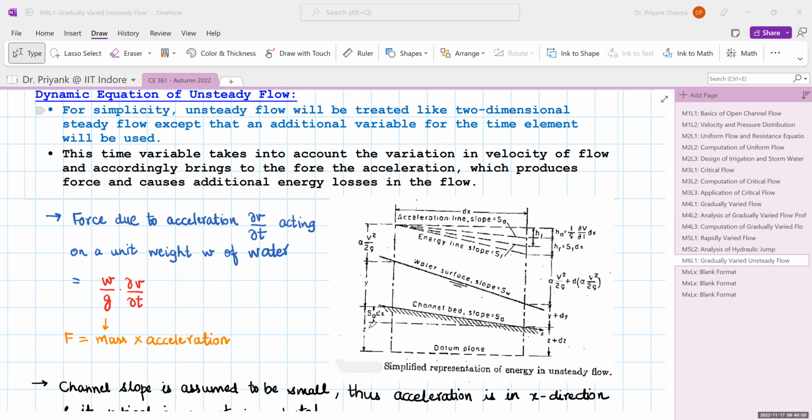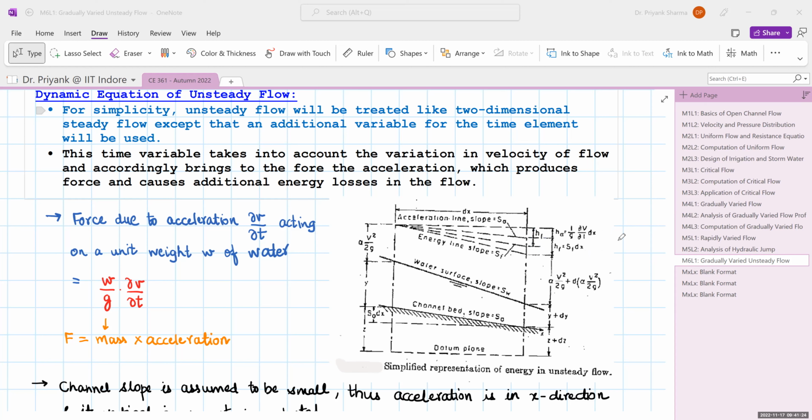So at section 1 your datum is Z, your depth is y, and this is your velocity head, that is the total energy. But at section 2, which is at distance dx apart, there is a change in the datum, that is Z plus dZ, change in the depth y plus dy, change in the velocity head, that is αV²/2g plus d(αV²/2g), plus head loss. Now this total head loss comprises two components, friction and acceleration loss.